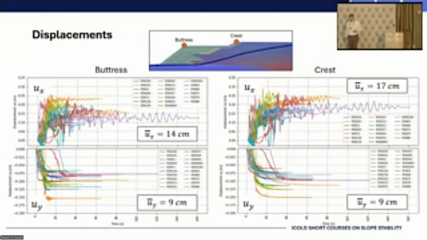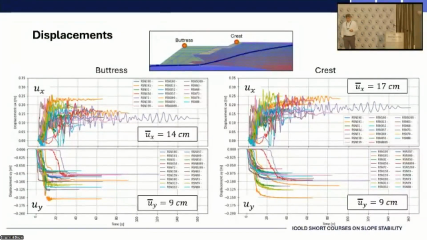Well, the bottom part of the right side of the figure is the vertical displacement, 9 centimeters as an average. So you see, we are in a very low seismicity region. The same dam in Peru or Chile would have a totally different result, but here it is okay.